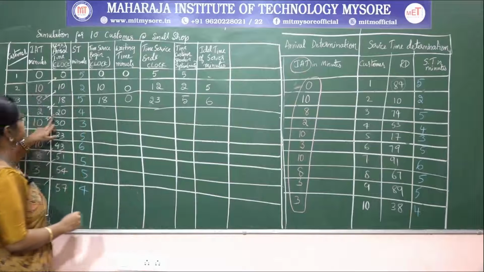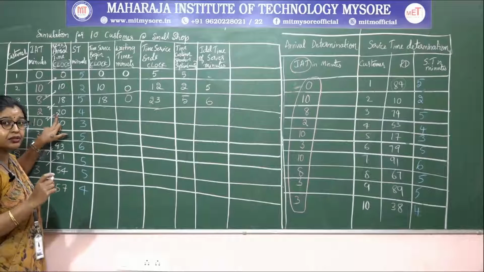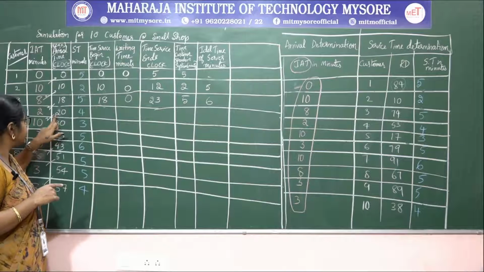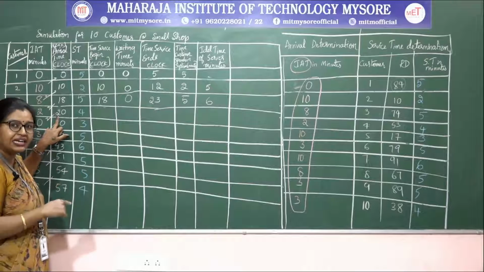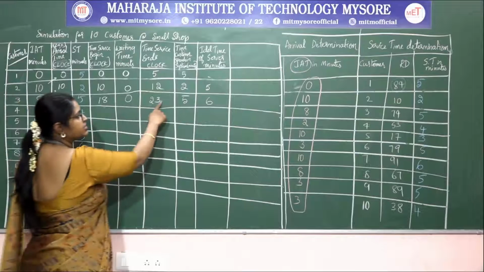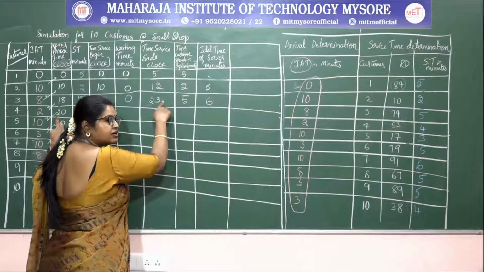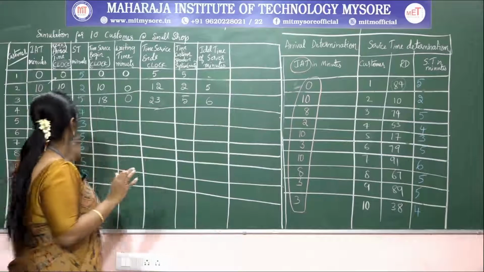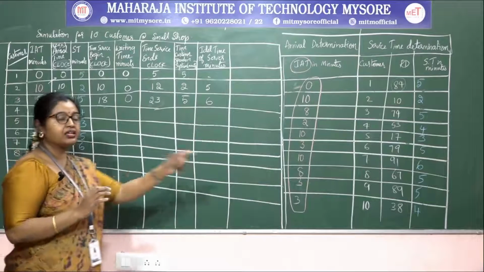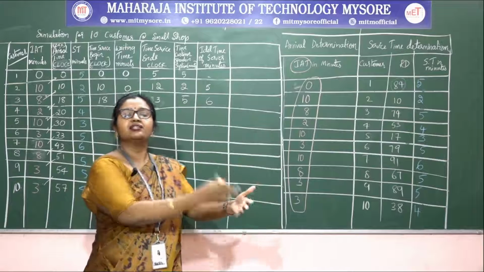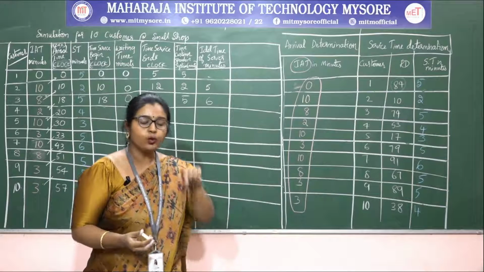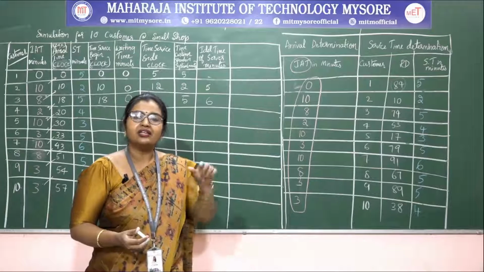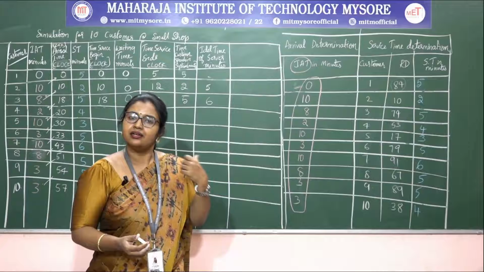Okay, next, coming to the next customer. Now the twist. The next customer is arriving at the 20th minute, but the previous customer is still taking the service. So what happens? He needs to wait in the queue since another customer is taking the service.